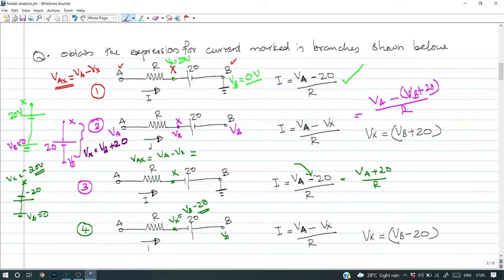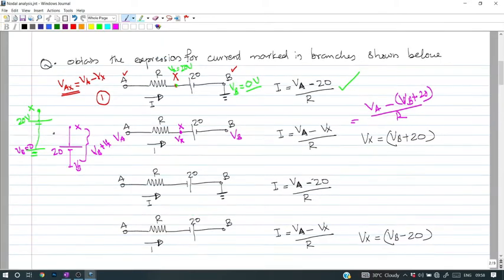Now we can find out current as the potential difference, that is VAX, that is VA minus Vx divided by this resistor R. We can substitute Vx as VB plus 20 like this. So this is the expression for current under this case. So this is the second case, and third case is this one. In third case, same thing, but the polarity of this voltage source is just reverse.